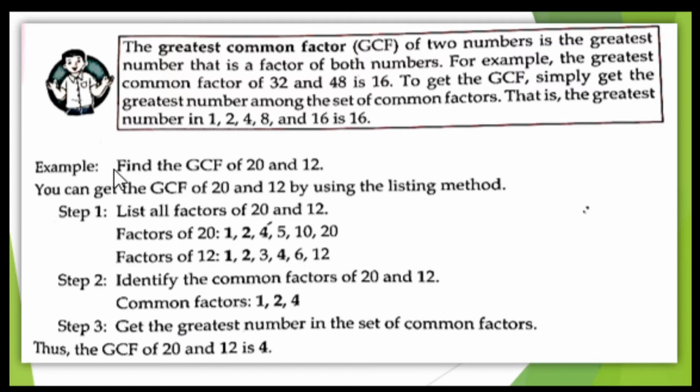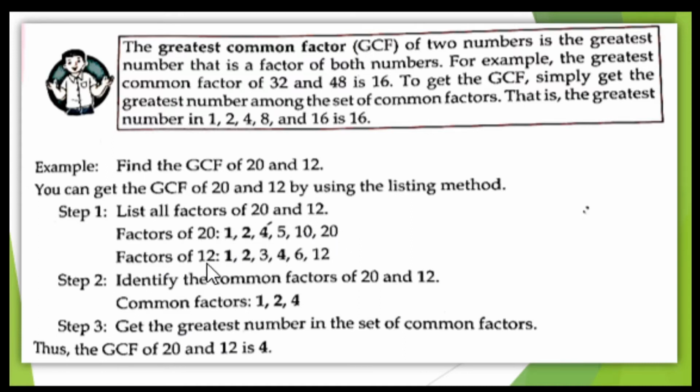Another example, find the GCF of 20 and 12. You can get the GCF of 20 and 12 by using the listing method. Step 1. List all factors of 20 and 12. Factors of 20 we have 1, 2, 4, 5, 10, 20. If we multiply, 4 times 5 is equal to 20. 2 times 10 is equal to 20. 1 times 20 is equal to 20. Meaning, they are factors of 20.